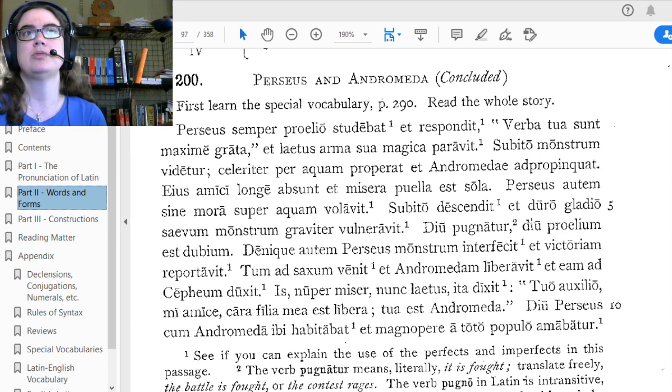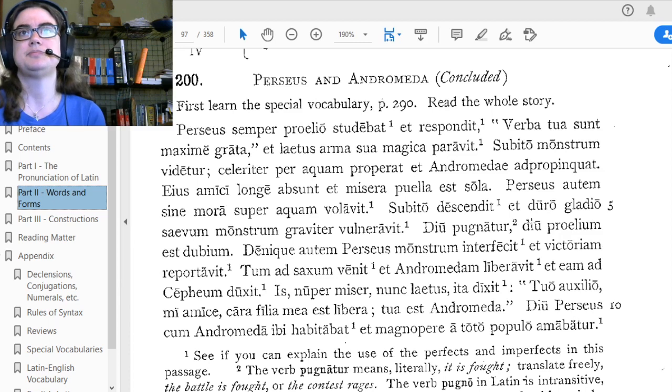Perseus, however, without delay, sine mora, flew, volavit, over the water. So the difference between super aquam and per aquam: per is through, super is over. Over the water, and suddenly he descended and he wounded, vulneravit, the savage monster, saevum monstrum, gravely, seriously, graviter, with his hardy sword, duro, harsh, strong, durable, obviously.